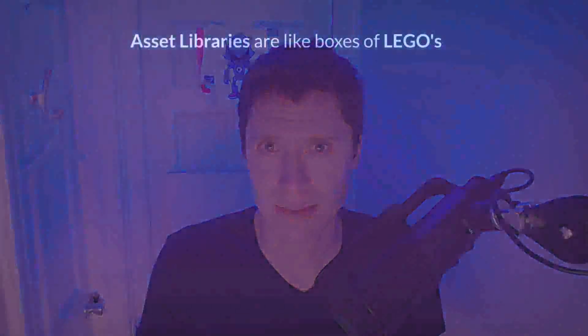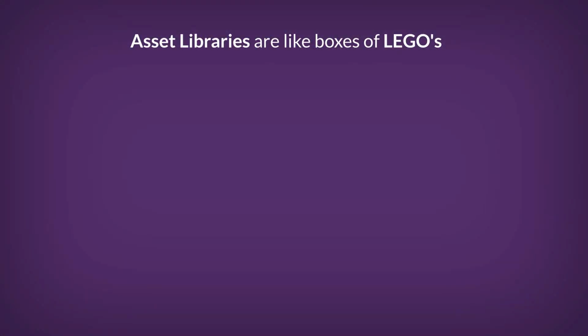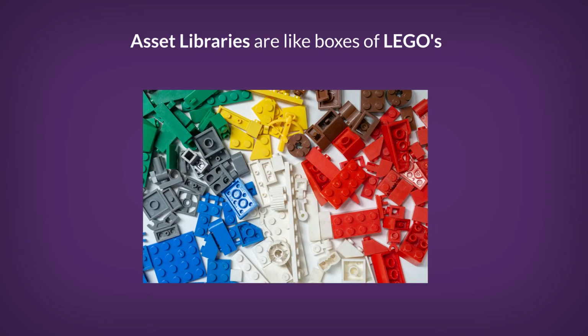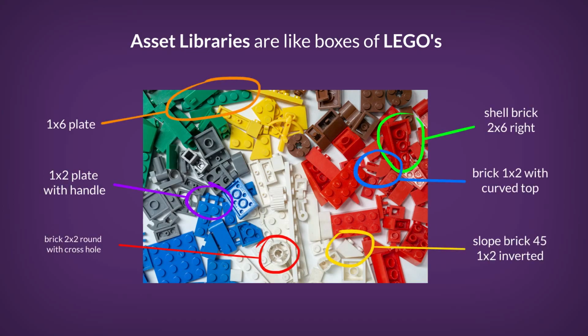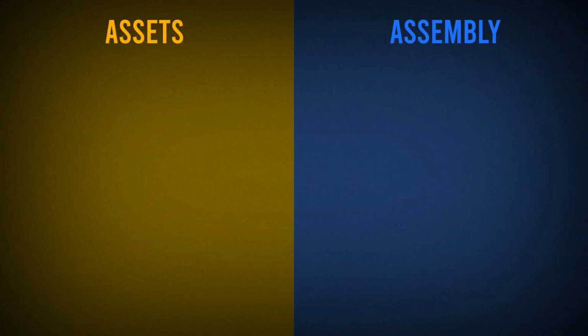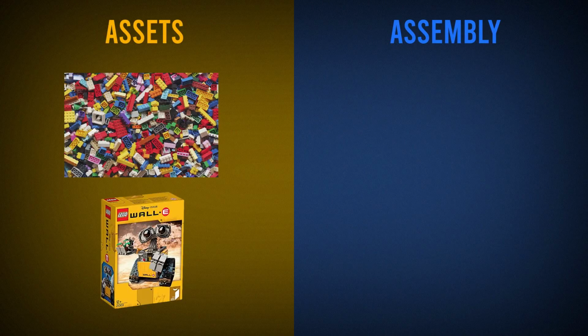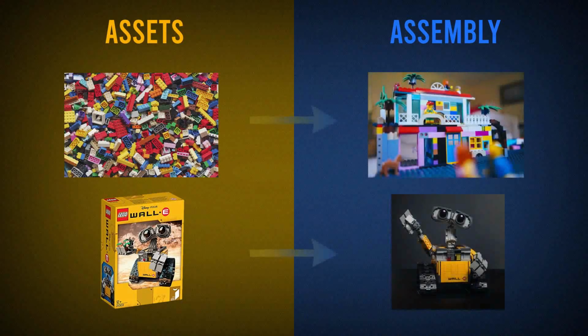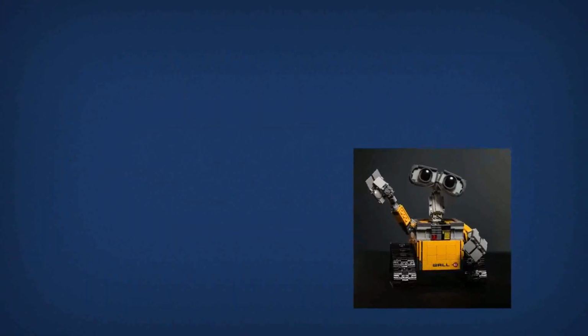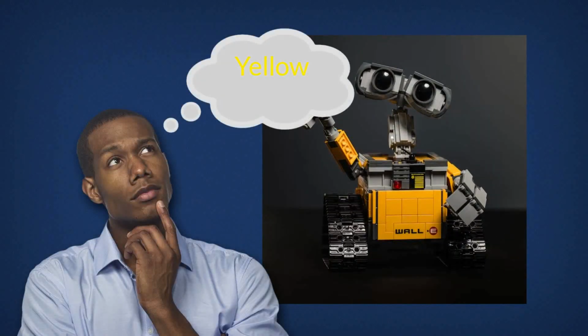To help me explain this, I'm going to use a Lego analogy. An asset library is like having a box of Legos. Each piece is essentially an asset in the library. They can be a random assortment or a specifically organized collection. Either way, the whole point of having such a collection is to use those pieces to assemble something else, something bigger, something more complex.